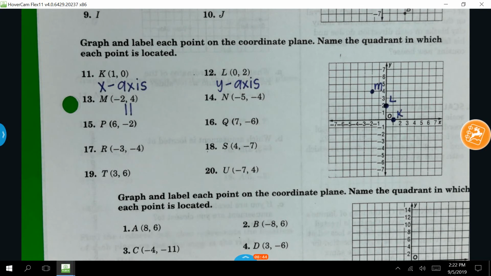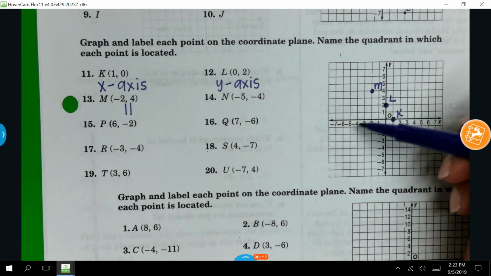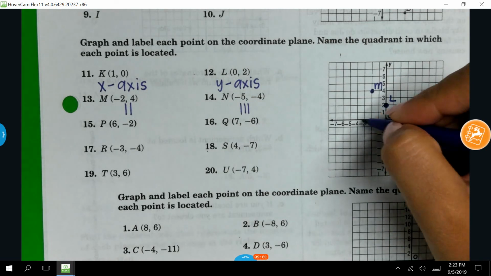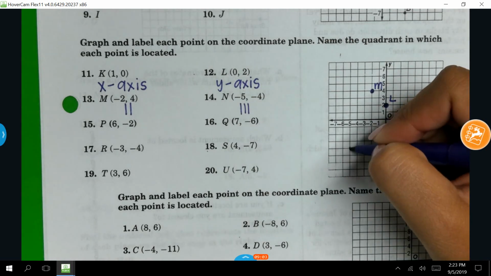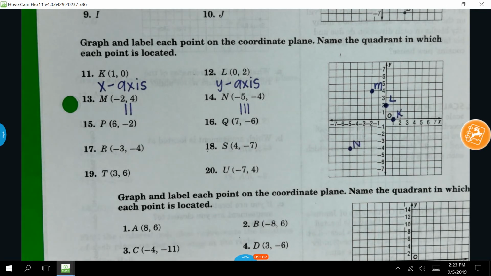And what about number 14? The negative 5, negative 4. What quadrant is it in before you even plot it? Can you tell? All right. It's going to be in this third quadrant because both of your numbers are negative. So I'm going left 5, down 4. Questions on plotting those points and naming where they are?